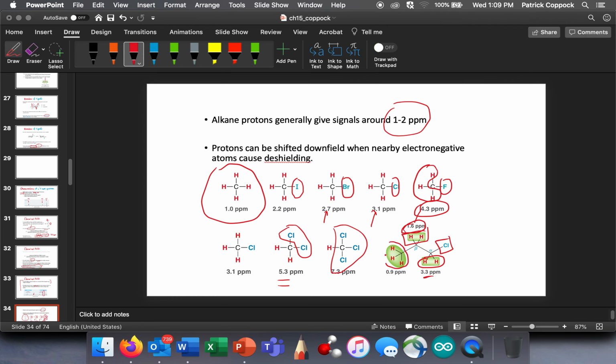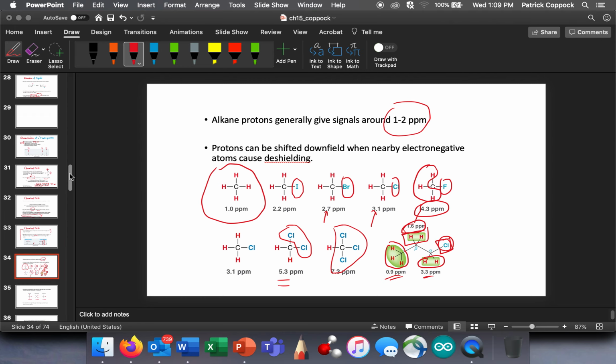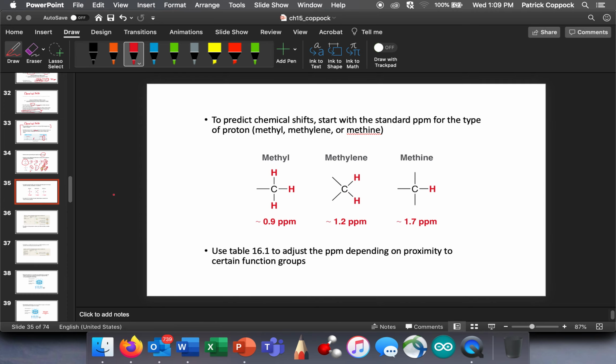And the ones that are gamma to the chlorine are going to be essentially unshifted. Where are we now? Let's go on. Okay. So to predict chemical shifts, we start with the standard ppm for the type of proton, and then we consider what's around it. A methylene is going to be at 1.2, everything else being equal, and a methine, if there's just 1 hydrogen on it, it's going to be about 1.7, everything else being equal, and then we'll refer to a table to adjust ppm depending on proximity and certain functions.